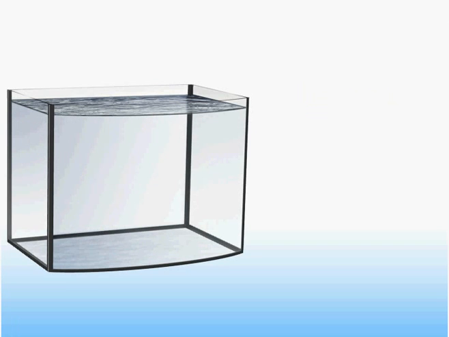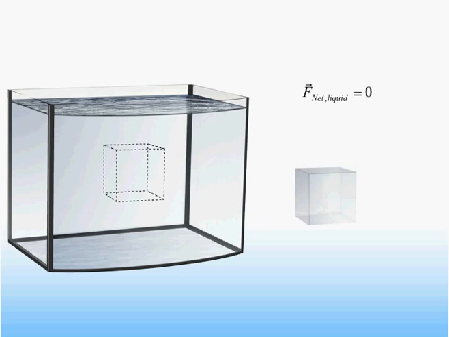Since the liquid in the tank isn't going anywhere on average, the net force on it must be zero. For the same reason, the net force on any part of the liquid we choose to focus on must also be zero. Here we see a small volume of the liquid inside the tank. The volume is a cube whose sides have height h. Since the liquid is identical inside and outside the volume, the net force on the volume must be zero.